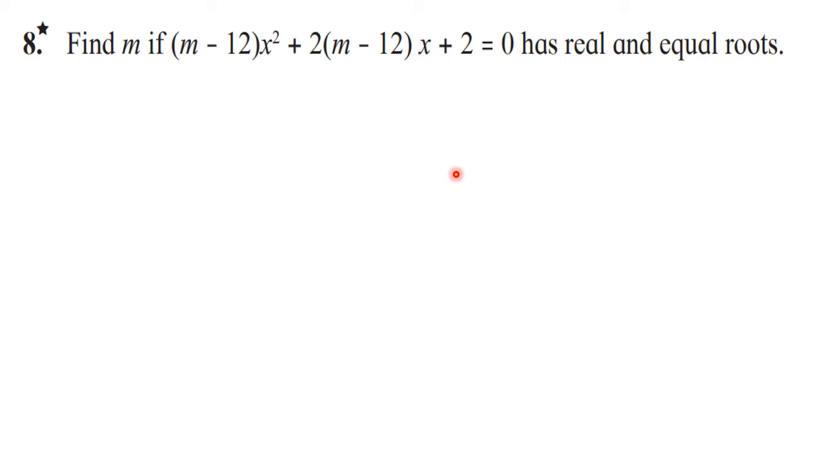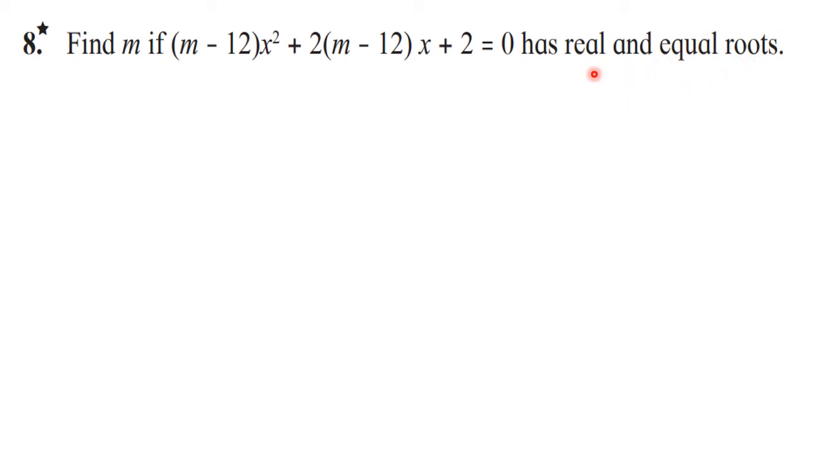So the nature of the roots is decided by the factor delta, that is, the discriminant. And for the discriminant we have three possibilities. First possibility, if delta is positive, the equation has real and unequal roots. If delta is negative, then the equation has no real roots. And if delta is 0, then the equation has real and equal roots.